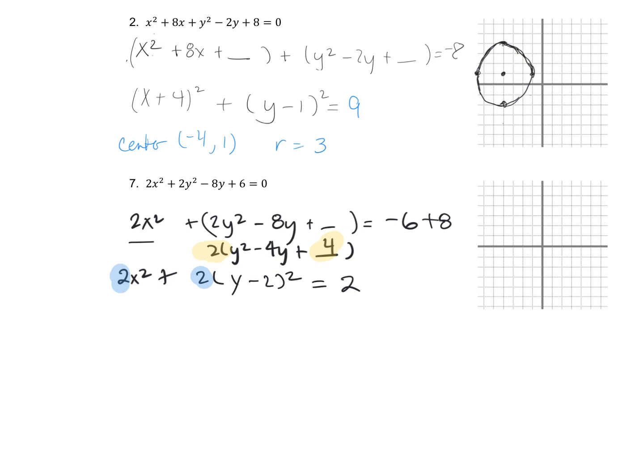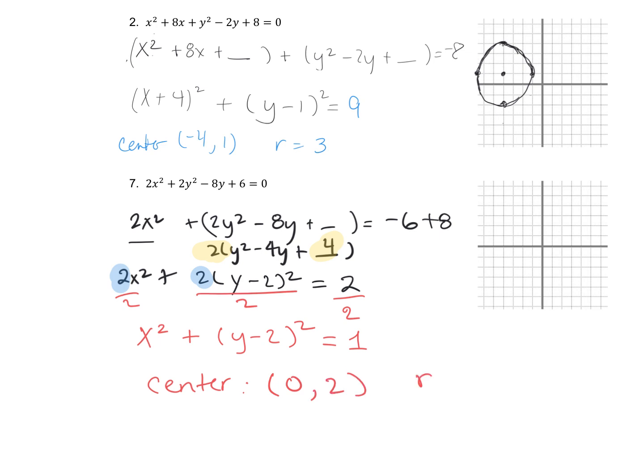So divide by 2, divide by 2, divide by 2. So now we have x squared plus y minus 2 quantity squared equals 1. Based on that, what is your center? There's nothing for an h, so it has to be 0. K is 2, and my radius is 1. Again, nice little small graph, right? 0, 2, up 1, out 1.